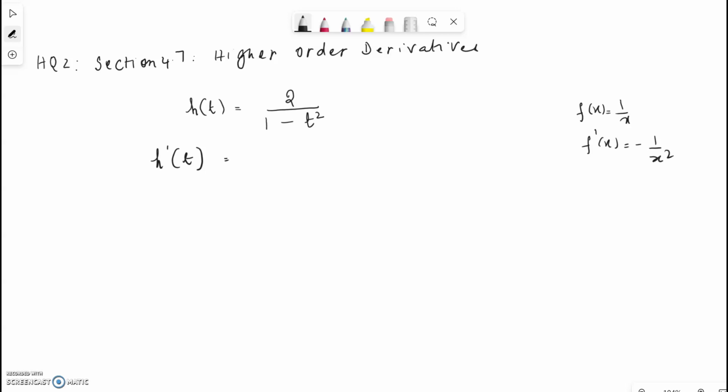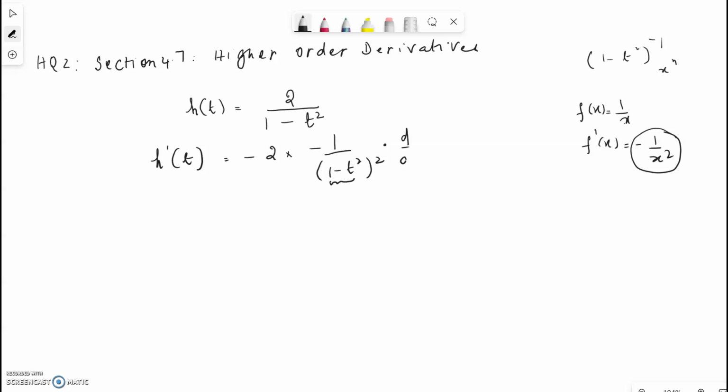So this is something we could use, or just take it as 1 minus t squared whole to the negative 1 and differentiate it like an x to the n. Either way, you'll get the same answer. So here we have a 2, we leave that alone, times, and then we have a negative 1 over 1 minus t squared the whole squared. Where is that coming from? The d by dx of 1 over x is negative 1 over x squared.